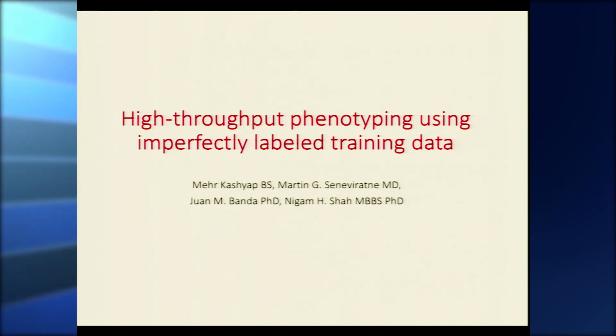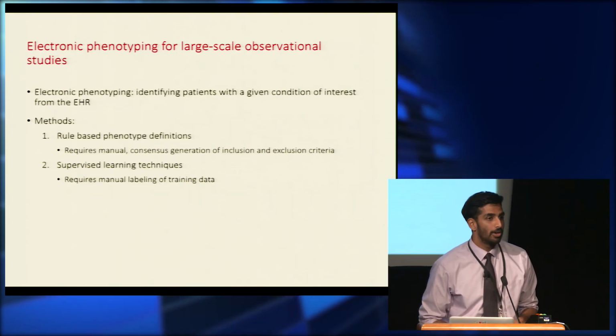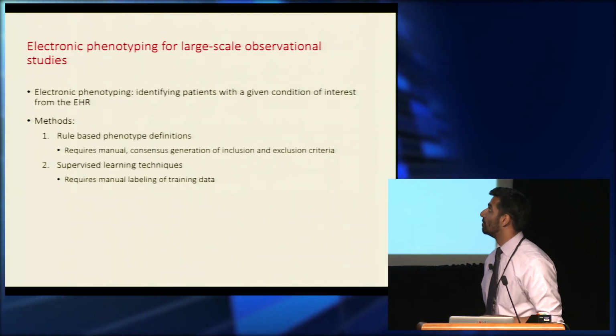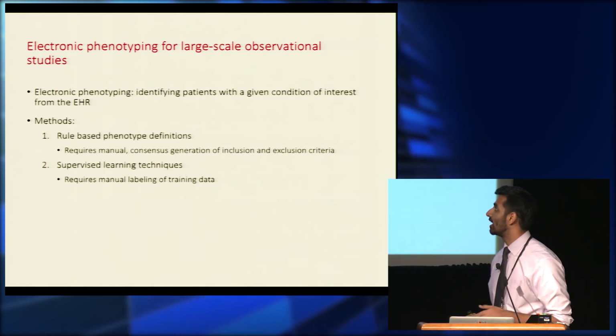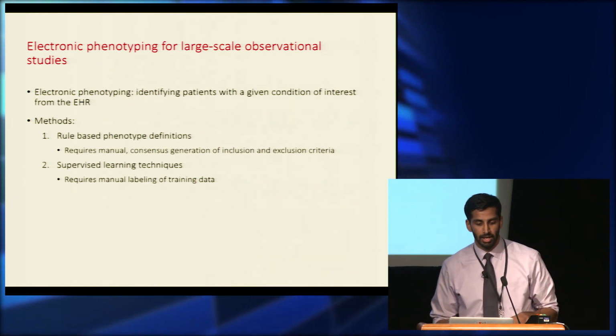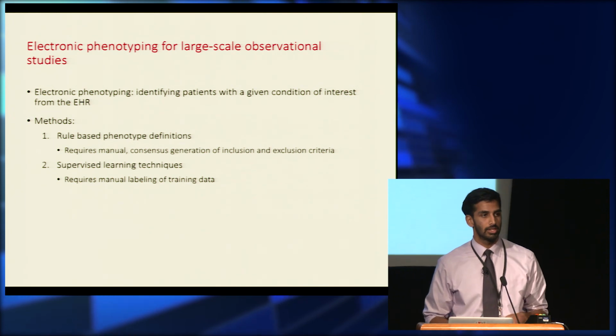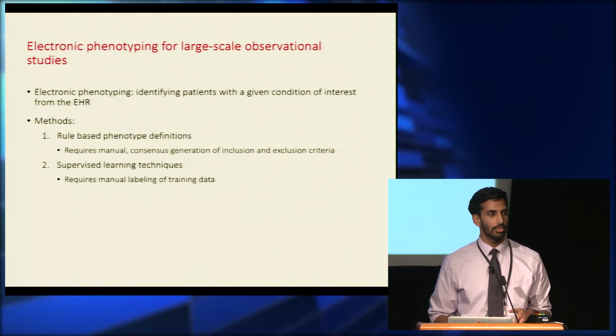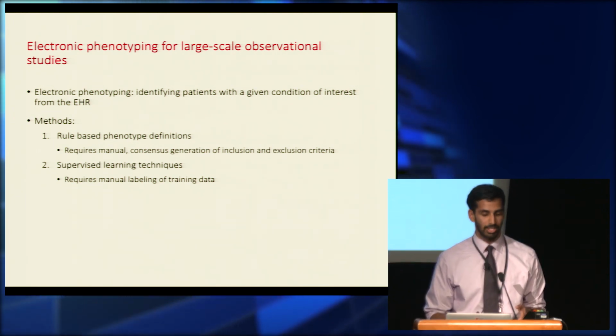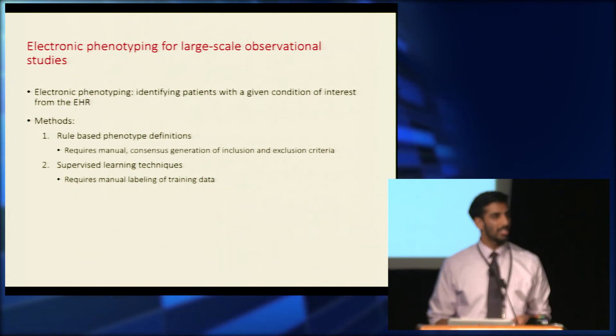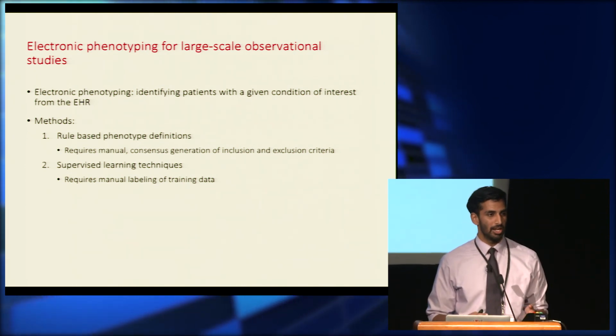Hi everyone, my name is Mehr Kashyap, and I'll be talking about high throughput phenotyping using imperfectly labeled data. So to get started, phenotyping is the task of identifying patients with a given condition of interest. When you apply that to electronic health records, that's called electronic phenotyping. So there are two primary ways that people are going about to do this right now.